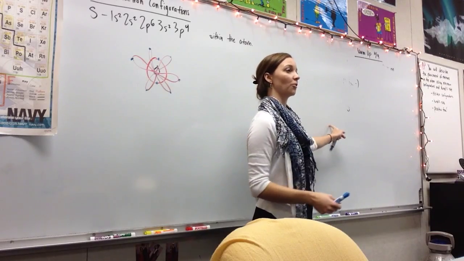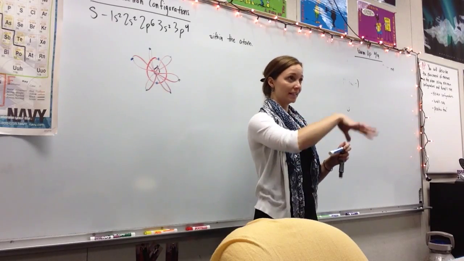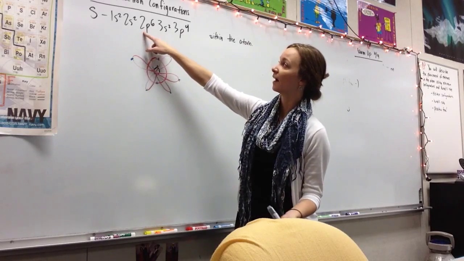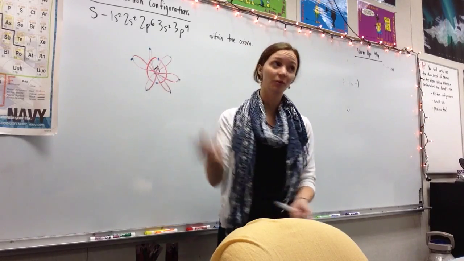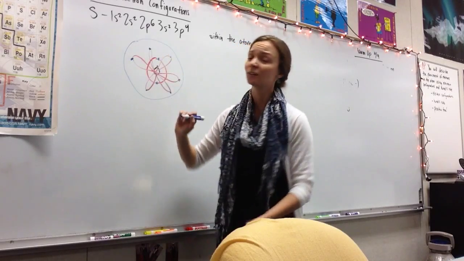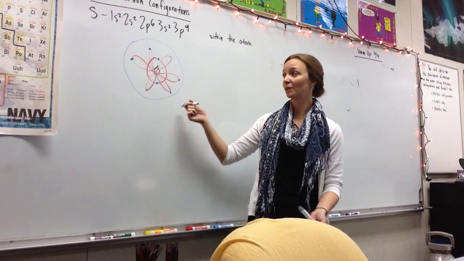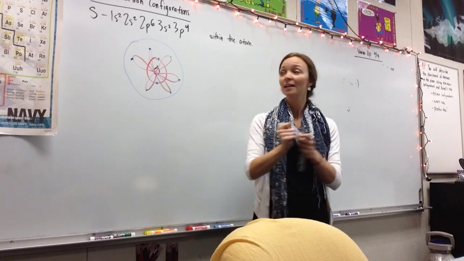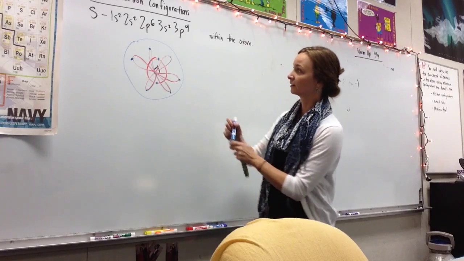So that was what I just drew out. The p's always have 6, the d's always have 10, and the f's always have 14. So now we're into the 3s, a whole new shell. The third shell has its own s orbital, that's a circle. Notice, guys, how the orbitals are getting bigger. Every orbital that's on a new shell has to be bigger because they're farther out from the nucleus. So the 3s has two electrons in it as well.